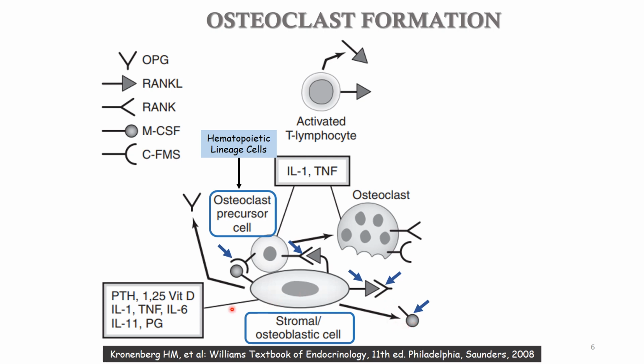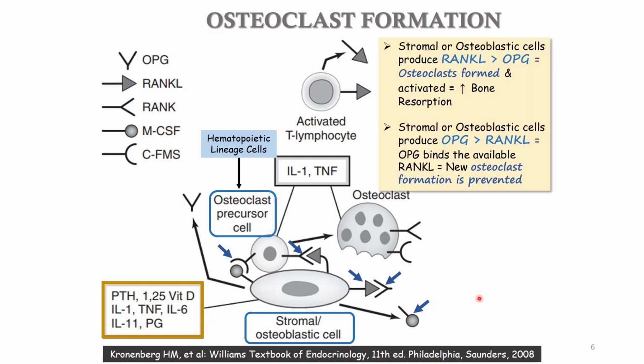This process is mediated by a few factors such as parathyroid hormone, vitamin D, interleukin 1, 6, 11 and tumor necrosis factor. At this stage, if the expression of RANKL is greater than OPG, the osteoclasts are formed, leading to increased bone resorption. While on the contrary, if the stromal cells produce OPG in greater amounts when compared to that of the RANKL, the OPG binds to the available RANKL and the new osteoclast formation is prevented.